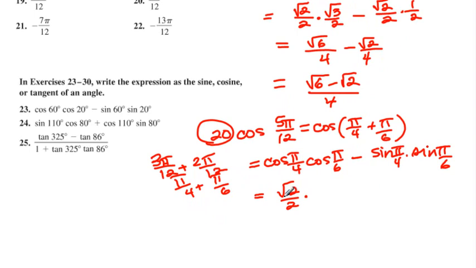Right, pi over 6 is really 30 degrees. Cosine of pi over 6 would be square root of 3 over 2. Minus, what about the sine of pi over 4? It is the square root of 2 over 2. And the sine of pi over 6 is 1/2.